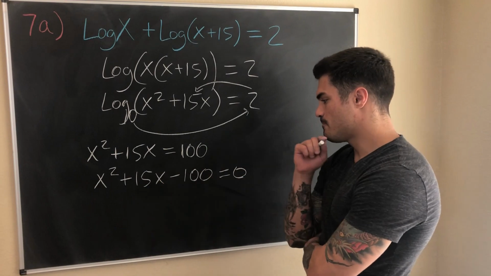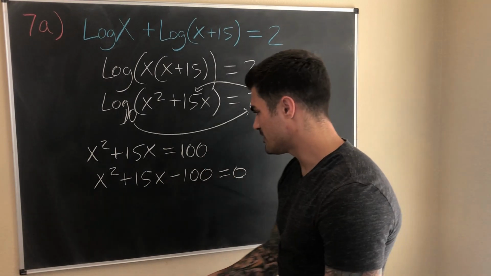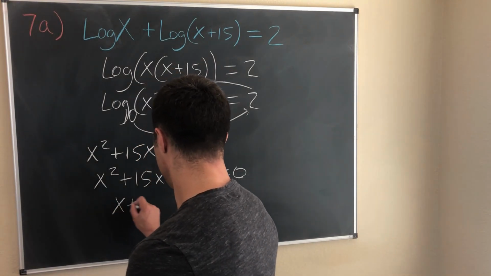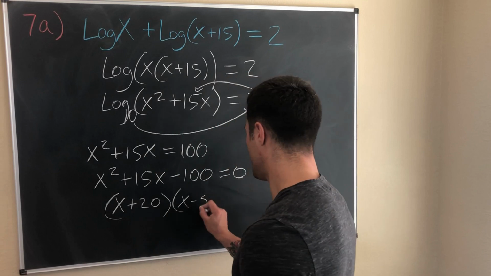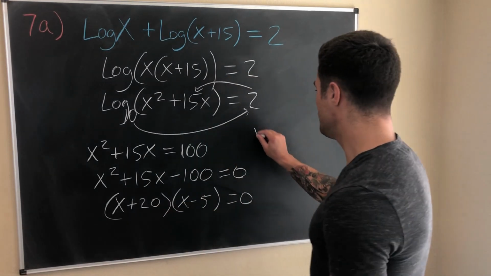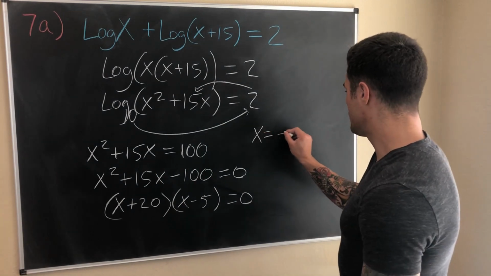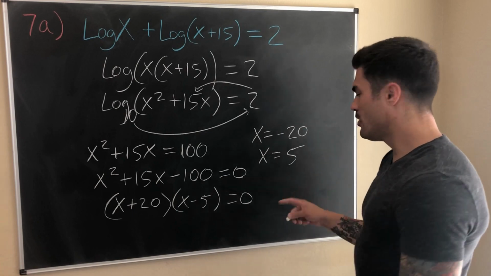Plus 20, plus 20 minus 5. Yeah, that works, sorry. Plus 20, and maybe it would have took you a little bit longer, that's okay. X minus 5. And now I just solve each one of these. So I have two solutions, x equals negative 20, or x equals 5, or do I?